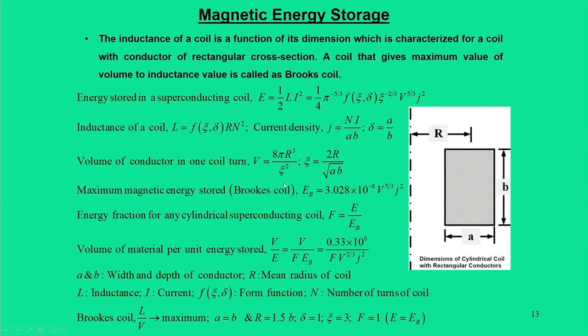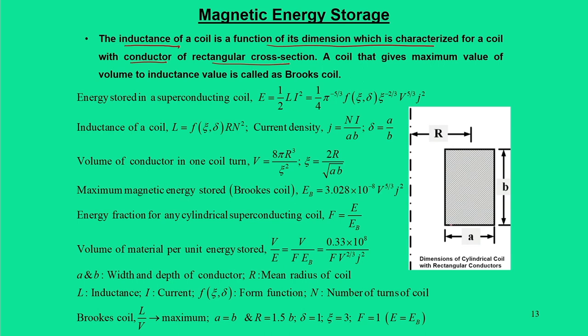So, we call this a simple functional relation, where we need to bring in a few electrical terms. The first thing is the inductance of a coil, which is a function of its dimensions, and it is characterized for a coil made of what is commonly called a superconductor, and we take this as having a rectangular cross section.